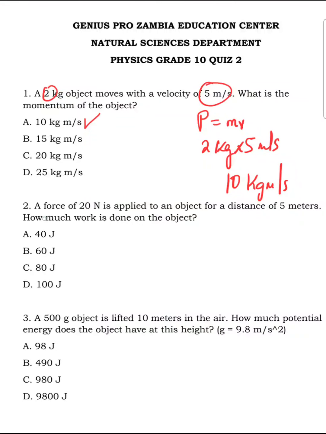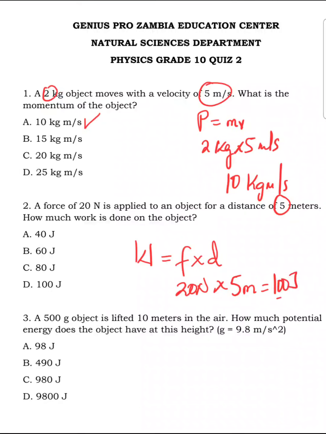All right, question 2 says a force of 20 newtons is applied to an object for a distance of 5 meters. How much work is done on the object? Work done is just equal to the force multiplied by the displacement in the direction of the force. So what force has been given? 20 newtons. And the distance is in meters, even better, we don't have to convert anything, and this should give us what? 100 joules. There we go.